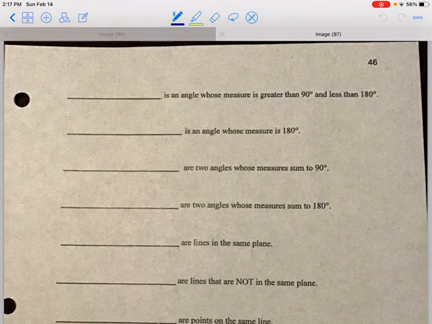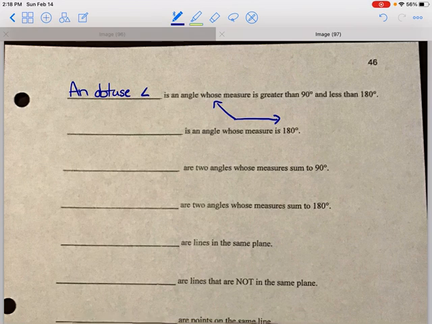We have an angle whose measure is greater than 90 but less than 180. And we would call this an obtuse angle. And if you want, you can abbreviate angle. So this one's going to be bigger than 90. You can usually spot them just by looking at them. All right, so that would be an example of an obtuse angle.